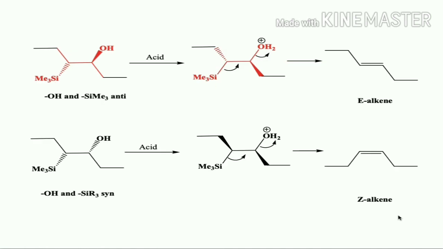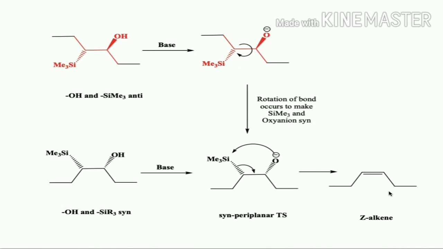So if you look at the example, here OH and trimethylsilyl are anti to each other. If I treat with acid, there will be an anti-periplanar transition state. So depending upon this group orientation, you are going to get E-alkene, because here it is anti. Now the same example with a different diastereomer. Here the silyl and OH group are syn to each other. If I treat with acid, there will be an anti-periplanar transition state, and the product alkene is Z-alkene, because the starting material stereochemistry is syn, so I will end up with Z-alkene.